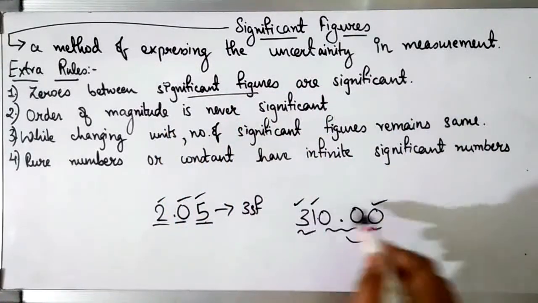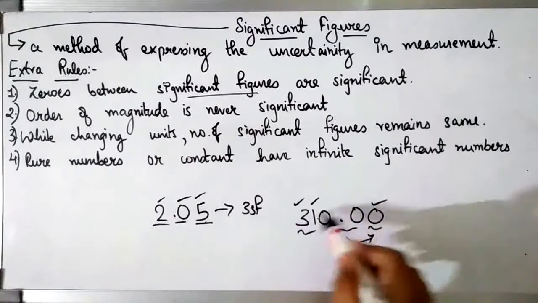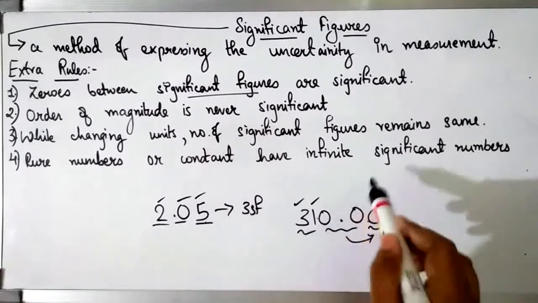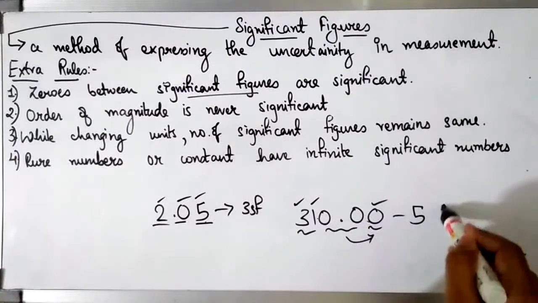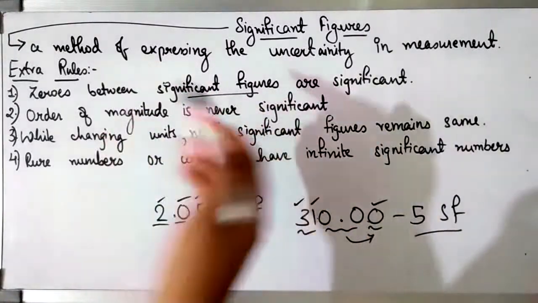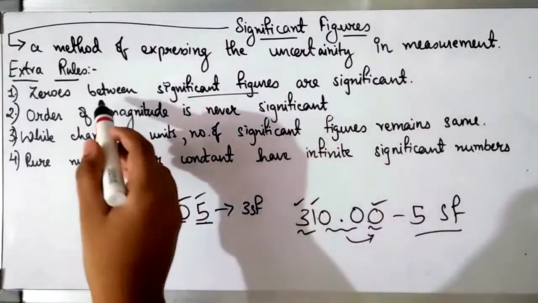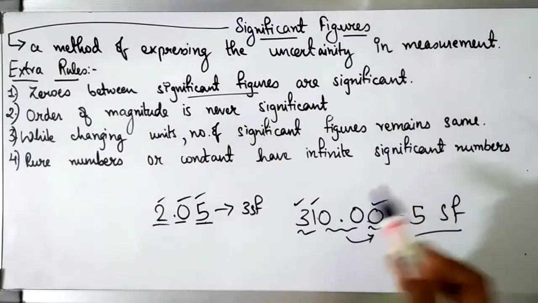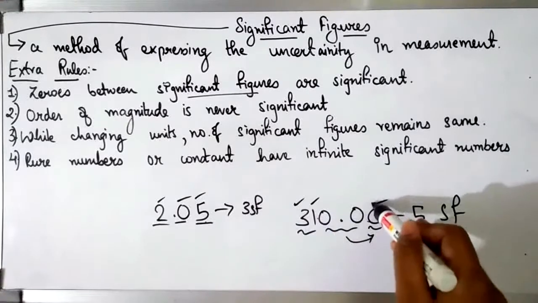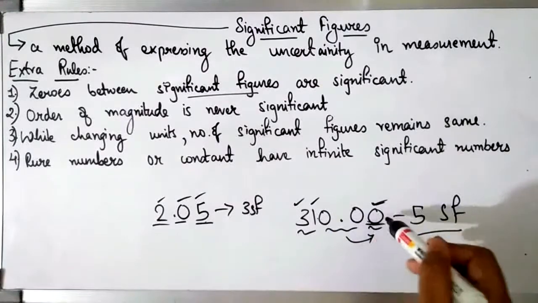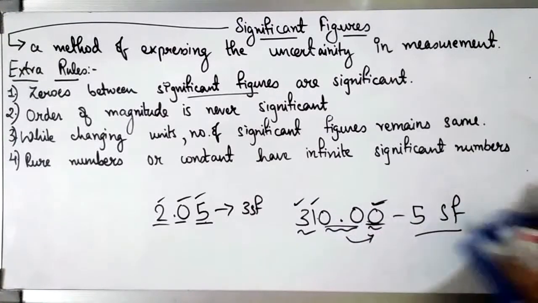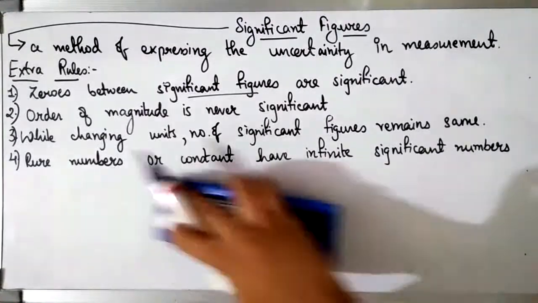So here these 3 will be significant, that is 3, 1 and the last 0 are going to be significant, and also the middle zeros are going to be significant. So totally we have 5 significant figures. This is a little different way of saying the same rule, that when zeros are present between significant figures, then also they are significant. This is basically for such examples where you have 0, because this is not a non-zero, and then you would think whether the middle zeros will be significant or not. So that is the first rule in the extra points.